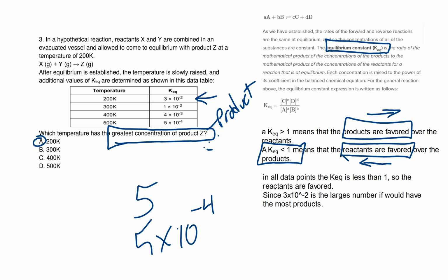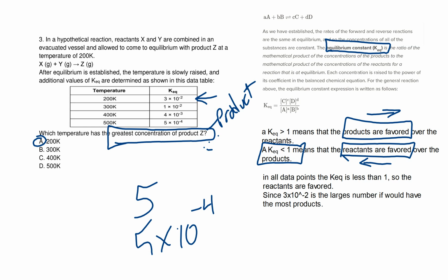All right, now I'm not going to ask you to calculate this, but I am going to ask you to use it. So the equilibrium constant, if it's greater than 1, that means the products are favored. So more products are going to be produced. If the equilibrium constant is less than 1, then the reactants are favored. All right, so more reactants are going to be produced.